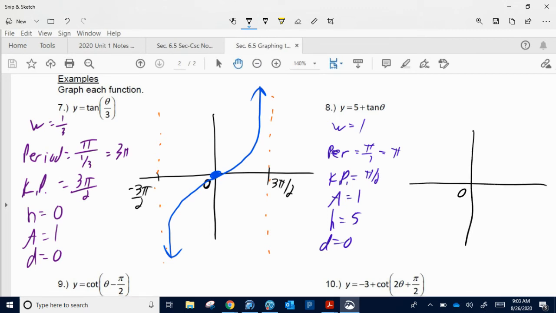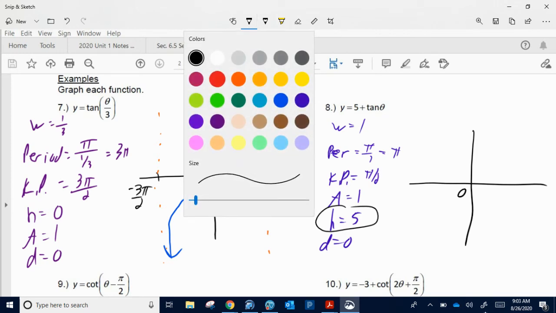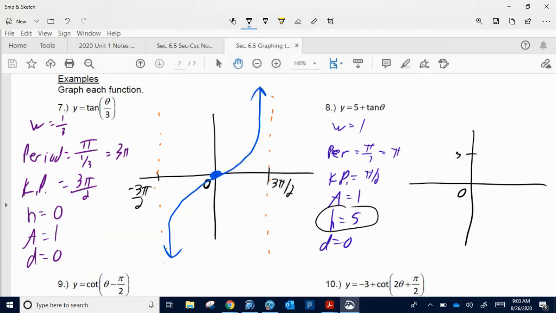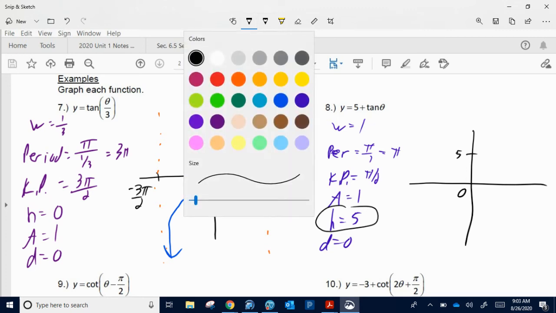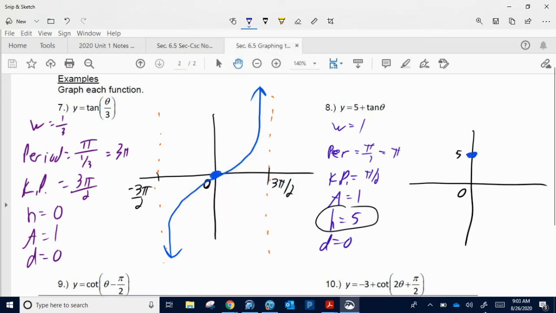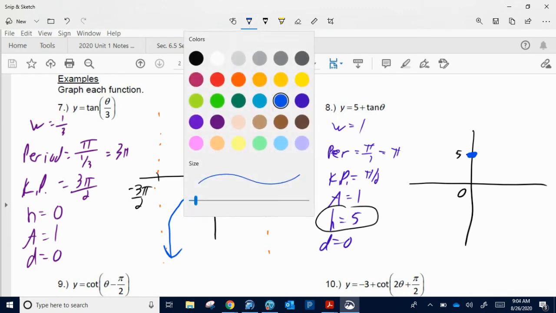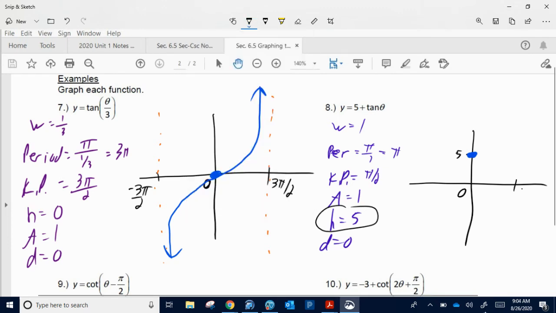Start at the phase shift of 0. Tangent starts with a point, but the vertical shift this time moves your point 5 units up. So at 5 is the point we're going to place. Move forward a key point, which is pi over 2. That's your asymptote. I need another asymptote, so I'm going to go backwards from that, which would be negative pi over 2 in this case.